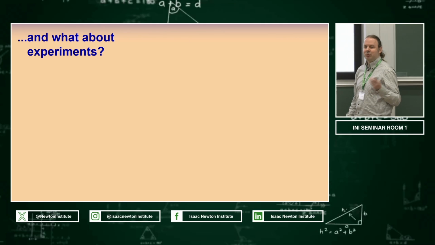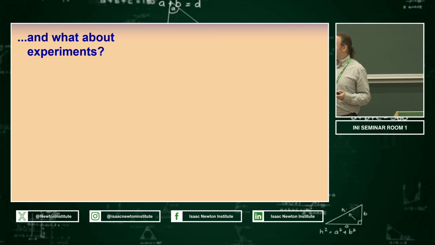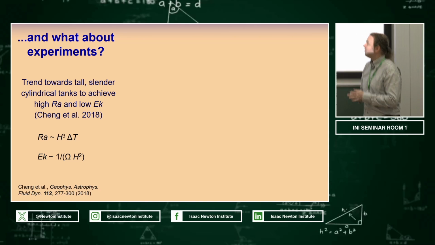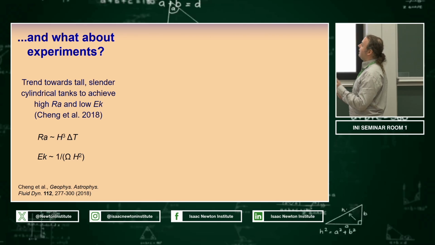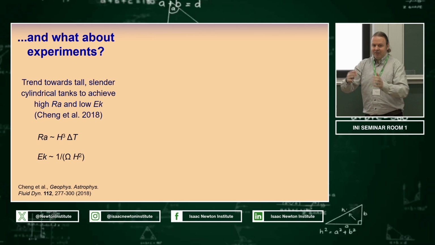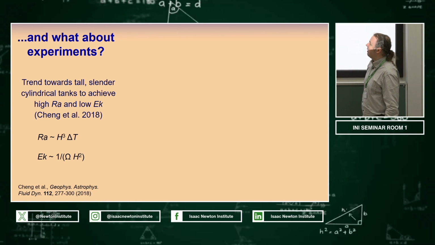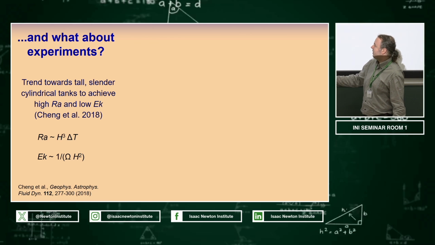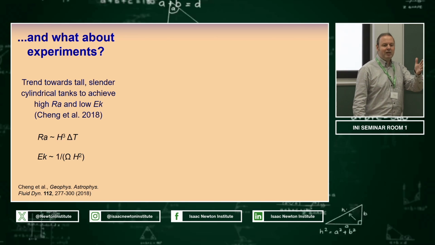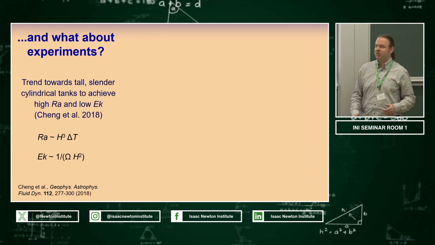So then, next question, what about experiments? There has been a trend in this field of rotating convection of moving towards ever taller but slender convection cells, because this helps to reach high Rayleigh numbers and low Ekman numbers at the same time. You only need to look at the definitions of the two parameters to see that indeed, if we want to have high Rayleigh numbers connected with low Ekman numbers, height is the obvious first parameter.